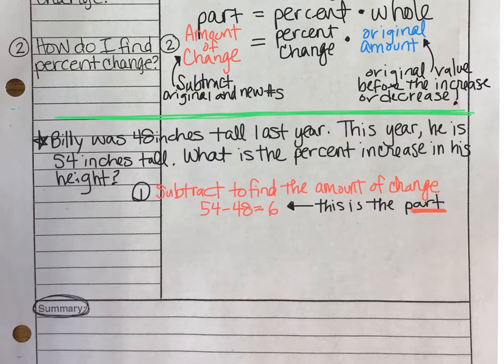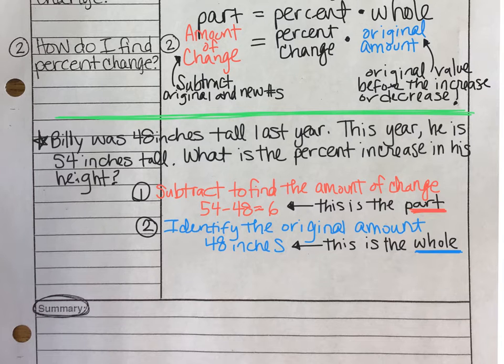To solve this problem, we're going to follow 3 easy steps. Step 1 is subtract to find the amount of change that has taken place. In this case, 54 take away 48 is a difference of 6. 6 is the part of your percent equation. Next, identify the original amount. In this case, what was the height of Billy before he grew? And that is 48 inches. Since he was 48 inches before there was a change in his height, this is the whole amount.